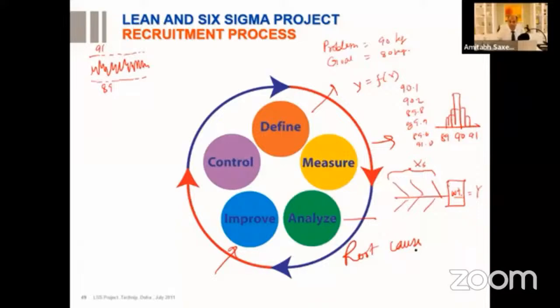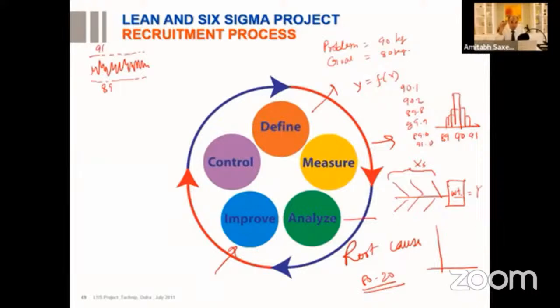There is something called Pareto chart, the 80-20 rule. Mr. Vilfredo Pareto was an Italian economist who found that 80% of the wealth in Italy was with 20% of the people. And he found this 80-20 rule applicable everywhere. 80% of the crops in Italy came from 20% of the types of crops grown in Italy.